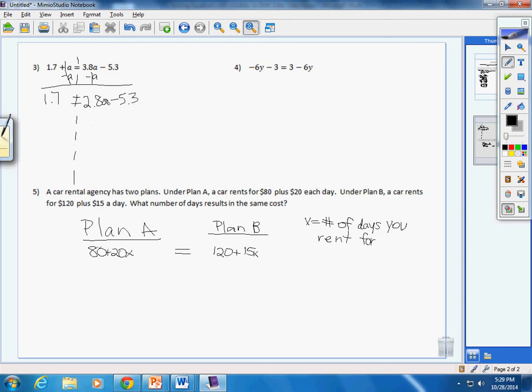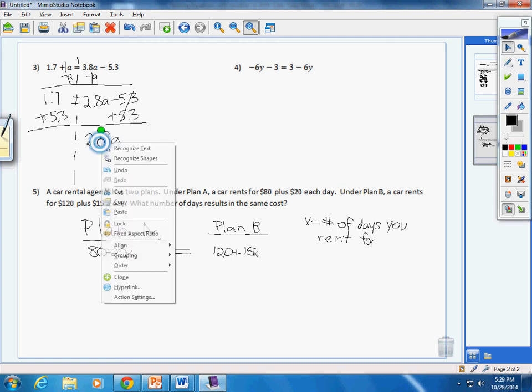So what do we eliminate first before we can completely solve for a? Let's get rid of the thing that's not attached to the a. In order to get rid of a negative 5.3, we must add 5.3, and you must do that on both sides. Negative 5.3 plus 5.3 is 0. That cancels out. So you have 2.8a. Don't miss that point right there.